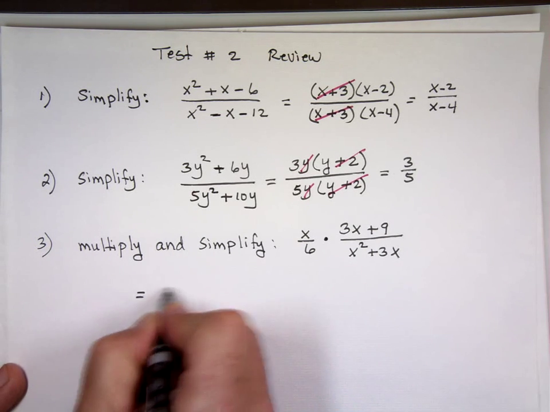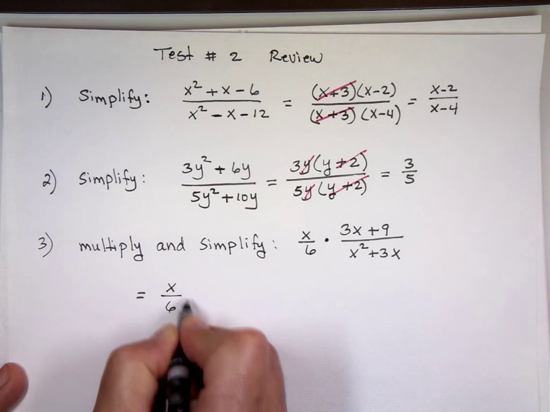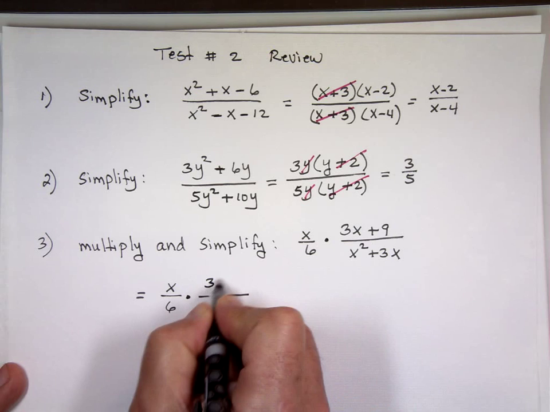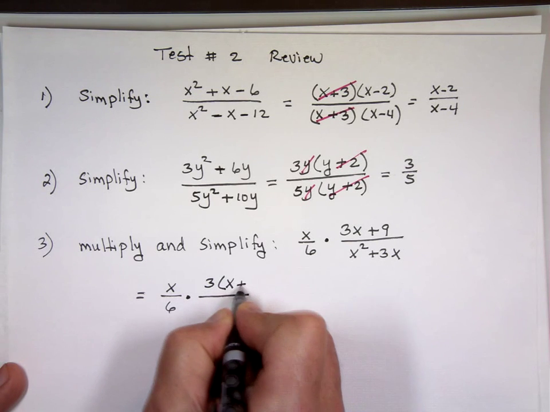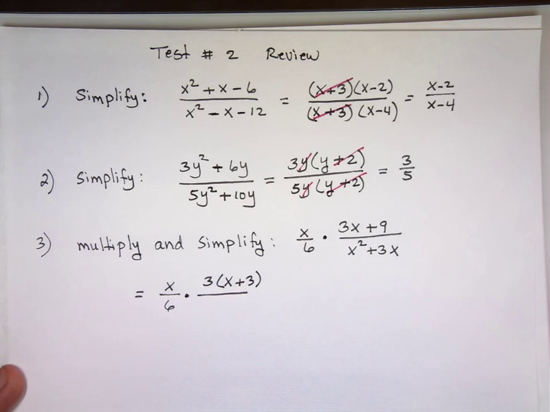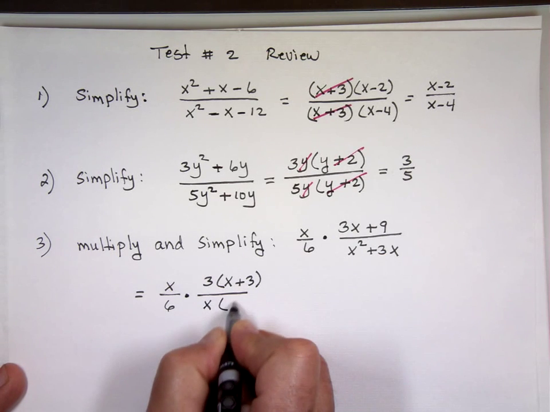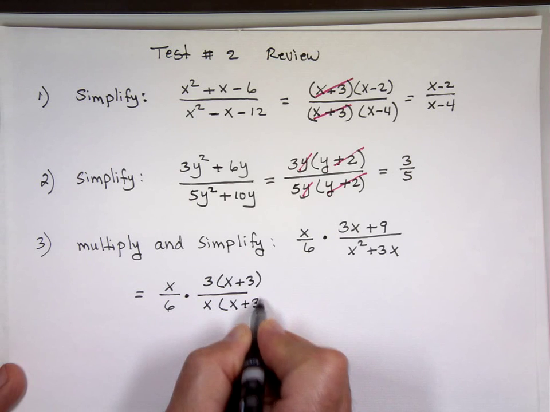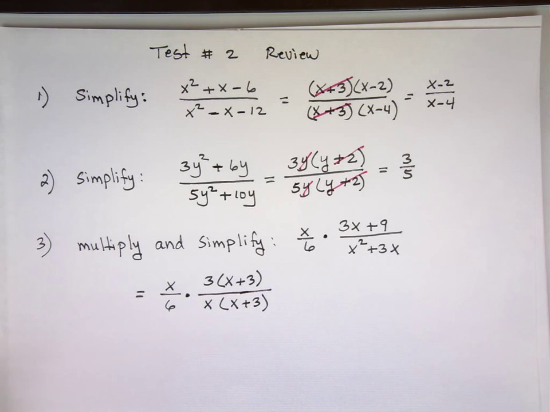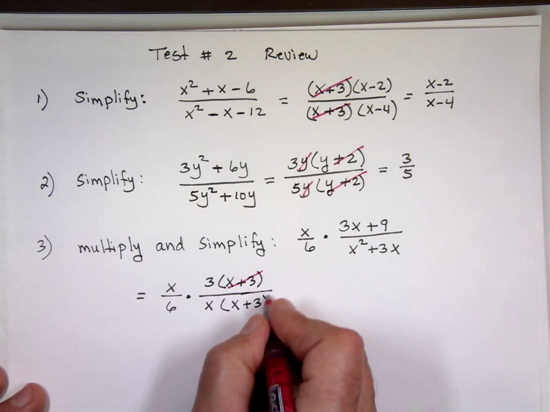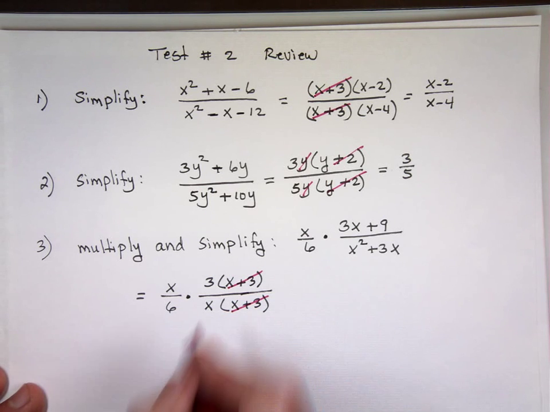So that's equal to x over 6 times. Let's factor. I can take a 3 out of the top. If I take a 3 out, what's left is x plus 3. This one I can take an x out. If I take an x out, what's left? x plus 3. And let's look and see if anything cancels. The x plus 3 is x plus 3. The x cancels the x.